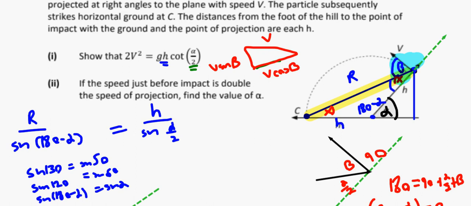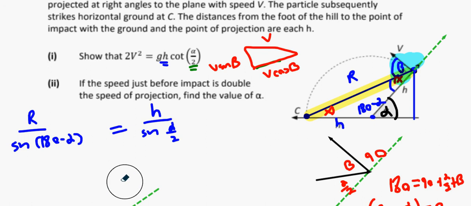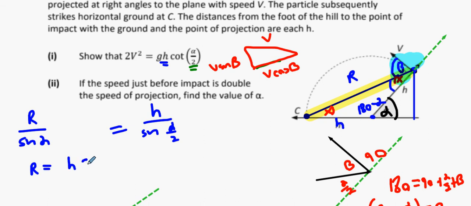Now this is really going hard on all the information. Now that sine alpha, I'm not too happy about it. I'll tell you why in a second. You'll see there's only half angles in the answer, no full angles. So I reckon I'm going to have to get rid of that sooner or later. So either way, the R value, the range, is H sine alpha over sine alpha over 2.